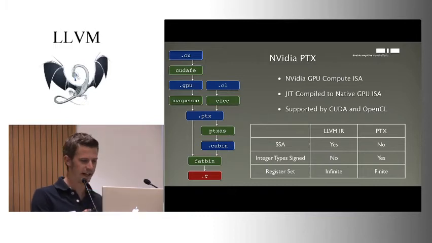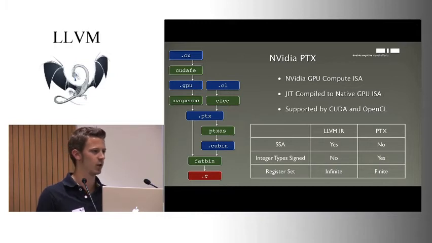And I've got a little summary here of the differences between LLVM IR and PTX. They're quite similar. They handle things in quite similar ways. LLVM IR tends to be SSA, whereas PTX, it's a little bit more complicated than that, but PTX isn't SSA by nature. Also, LLVM IR has no sign for the integer types, whereas PTX does. And in addition, the register sets are slightly different. LLVM IR has a virtually infinite register set, whereas PTX is technically finite.